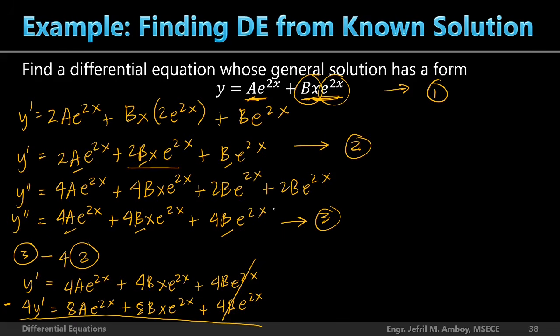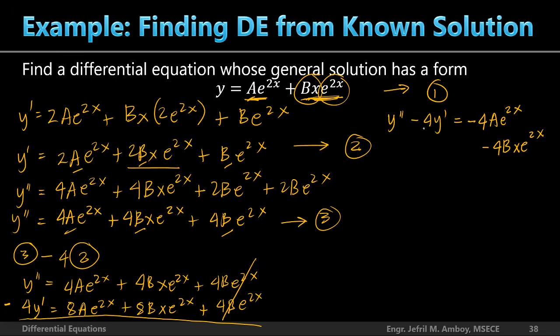So dito ko na lang isusulat ang sagot dito kasi hindi nakasya sa baba. For the left-hand side, we have y double prime minus 4y prime. Y double prime minus 4y prime equals 4 minus 8 is negative 4a e raised to 2x, and then 4 minus 8 ulit. So minus ulit yon. Minus 4b x e raised to 2x. So, in this equation, ang natitira na lang is yung a at saka yung bx.